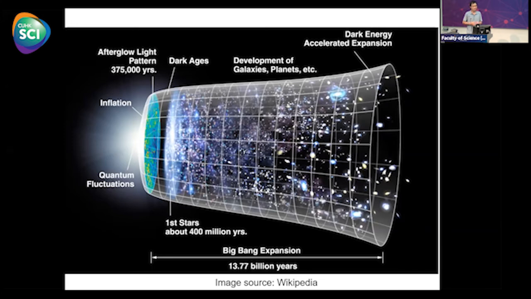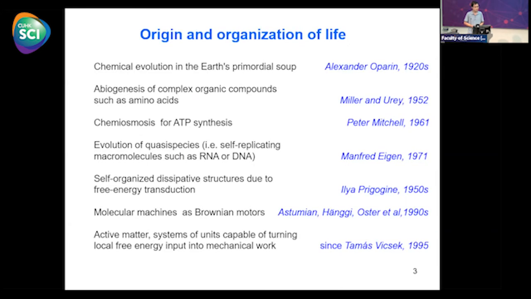Is life an inevitable outcome of physical chemical interactions under certain conditions? Can the emergence of life be predicted from thermodynamic laws? I'm not alone in asking these questions. Over the past 100 years, many giants have pondered these questions. Here I just name a few, listed in the order of time.